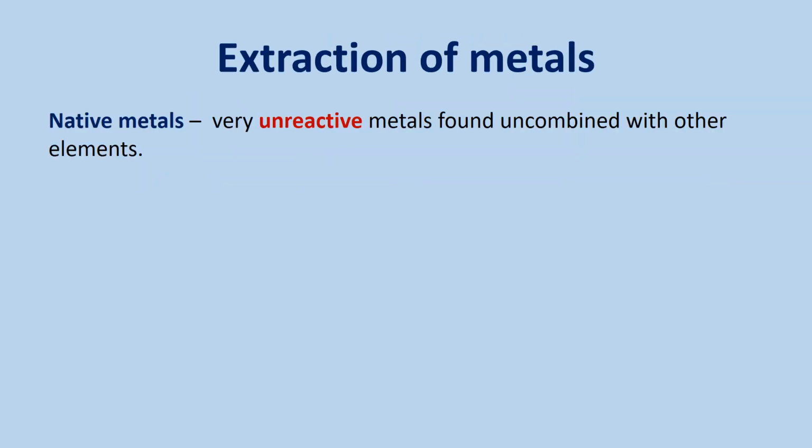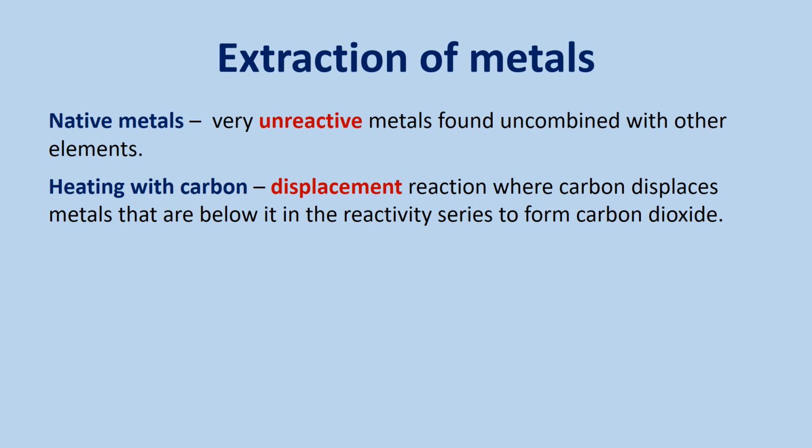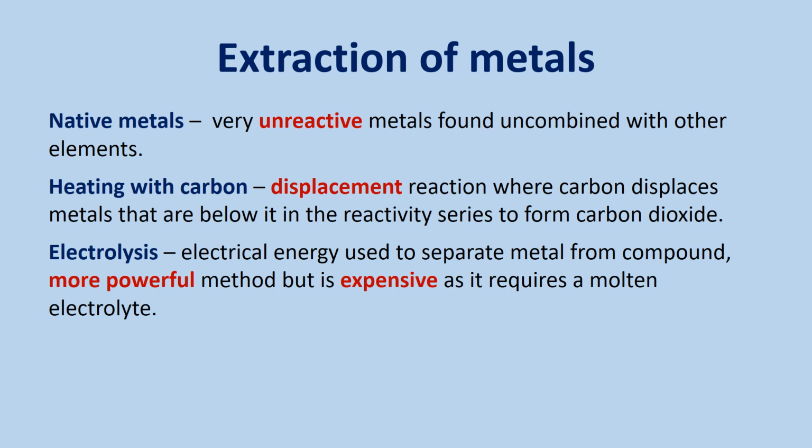Native metals are very unreactive and found uncombined with other elements, we know this. Heating metal ores with carbon is a displacement reaction: carbon displaces metals that are below it in the reactivity series. Electrolysis is the high energy, electrical energy way to separate metals from compounds. It's a more powerful method, but it's very expensive, and it releases the more reactive metals.